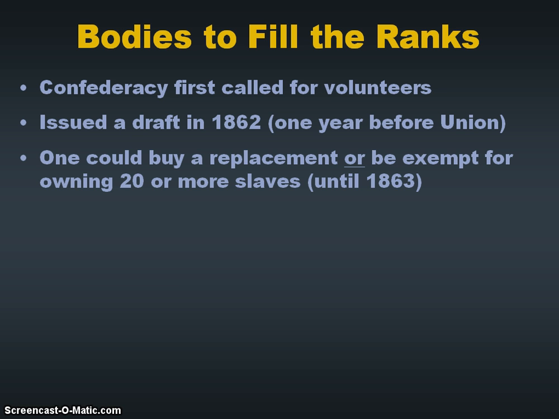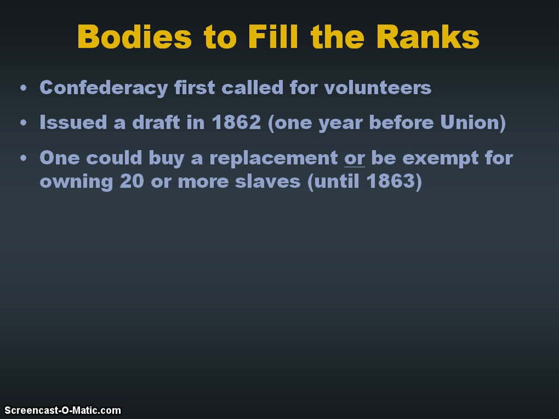Now, just like the Union, one could buy a replacement, or if you owned 20 or more slaves, you could be exempt. So from 1861 to 1862, you could have a couple ways out of this. If you owned 20 or more slaves, or you could buy a replacement, you were okay. But after 1862, starting with 1863, that's not going to be an option anymore because the South is becoming more and more desperate. So these actions at home show you how desperate they become.